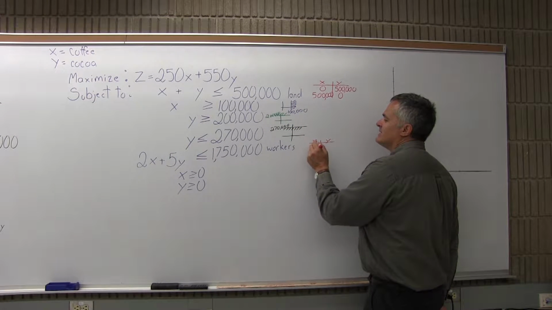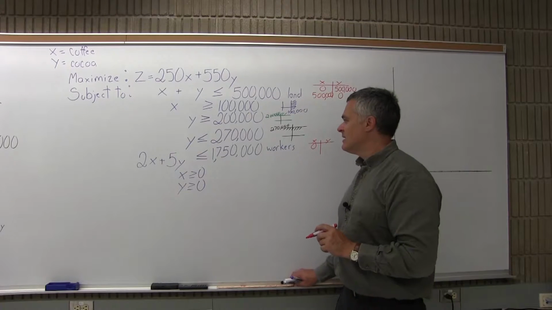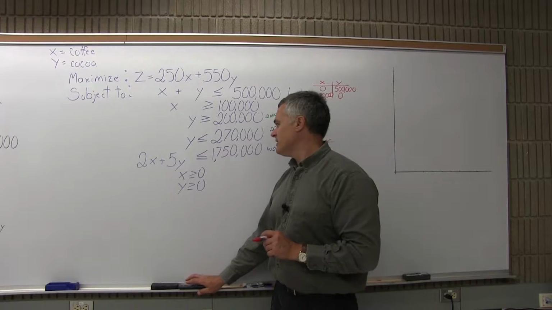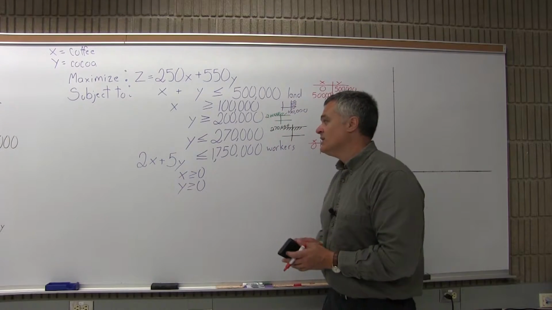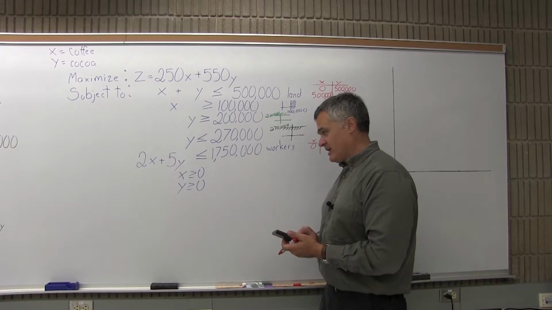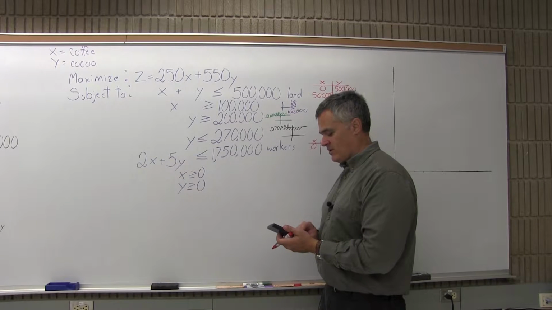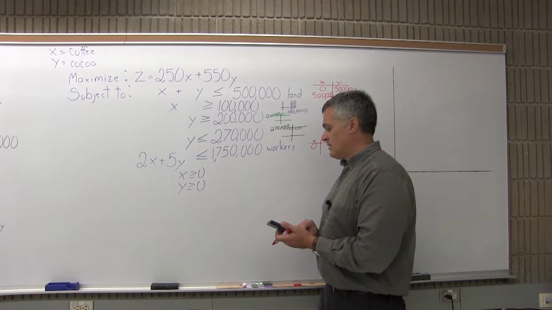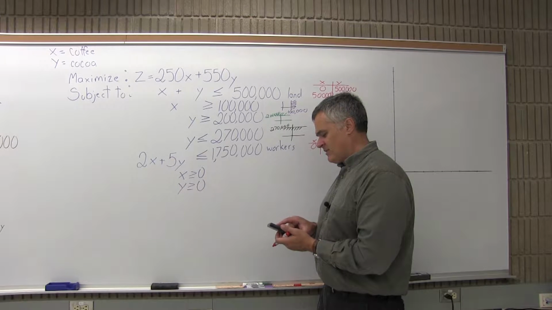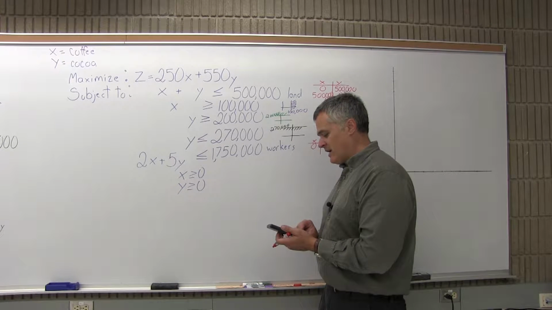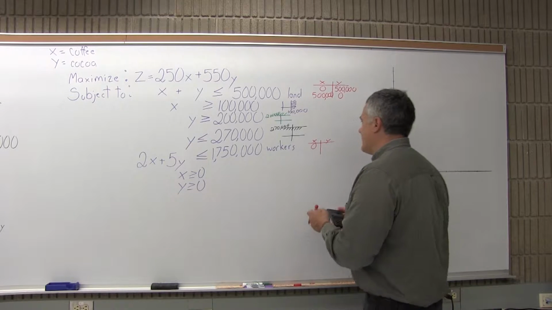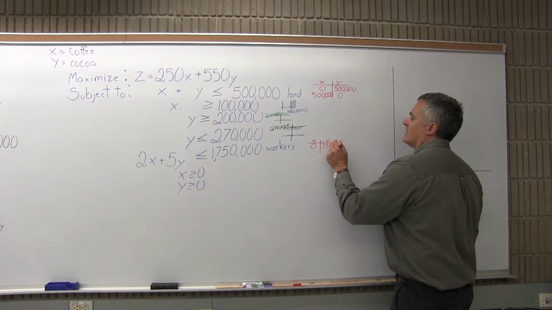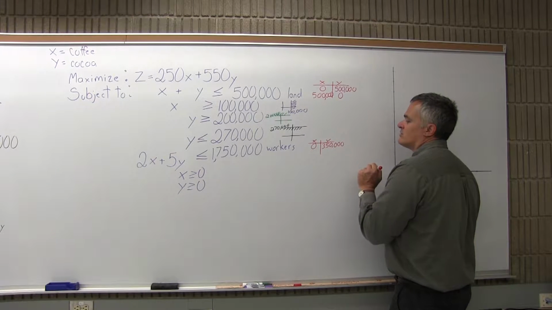So now if I zero out the x, I have the equation 5y equals 1,750,000. So to solve that for y, what I need to do is divide out the 5 in front of the y. And that I will use my calculator for. So I have 1,750,000. I'm going to divide that by 5. So if the x is 0, I find that the y would be 350,000 to make the equation true.